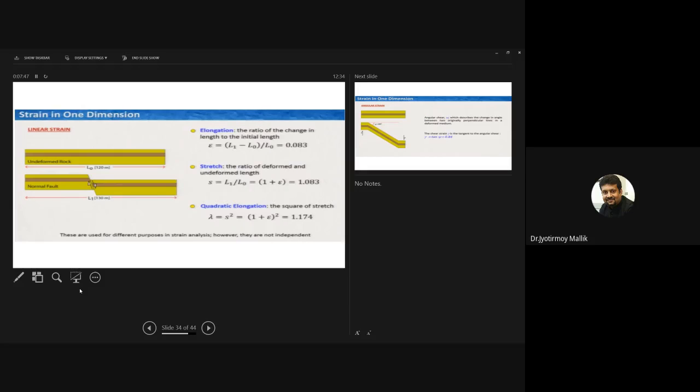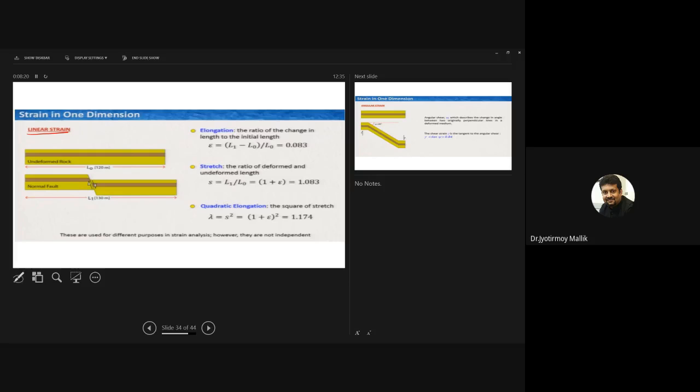Now let us try to give some numericals around it, some numbers around strain. So strain in one dimension, we are looking at linear strain first. Linear strain means strain measured in one dimension. So this is the undeformed rock, which has a length of 120 millimeter, 120 meter, whatever it is.